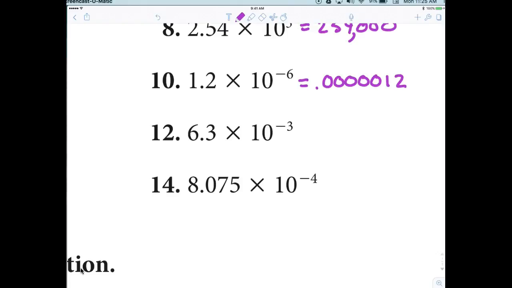Everybody happy with that? Now remember, I'm trying to tell you, you should write the answer and then look at what I got and compare. Anybody have any issues?